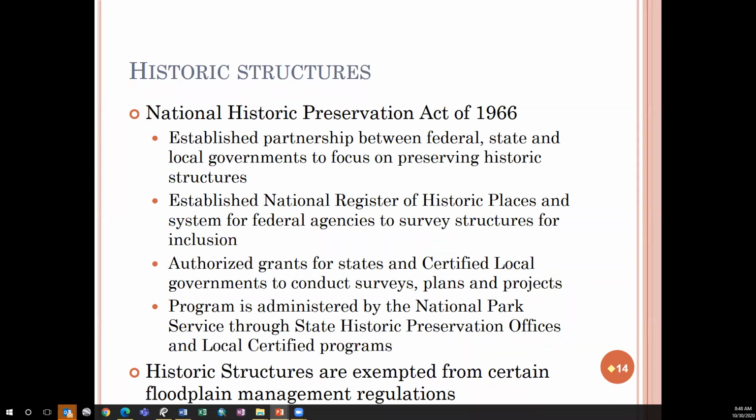Some of the regulations that historical structures would be exempted from would be substantial damage regulations, as long as you restore the historical function of, or you maintain, I should say, the historical character of the site.